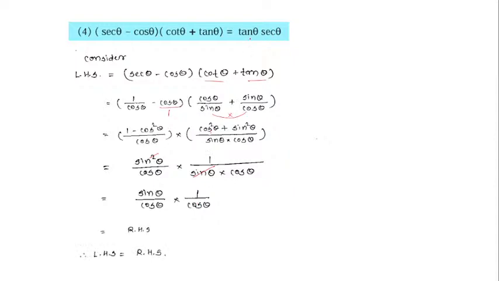Instead of sin theta divided by cos theta, we substitute tan theta, into 1 divided by cos theta, the reciprocal of cos theta, which is sec theta. So this is what we wanted to prove, tan theta into sec theta, the right hand side. We started with the left hand side and got the right hand side, so left hand side is equal to right hand side, and that is the result we wanted: sec theta minus cos theta into cot theta plus tan theta is equal to tan theta into sec theta. Let's have the next question.